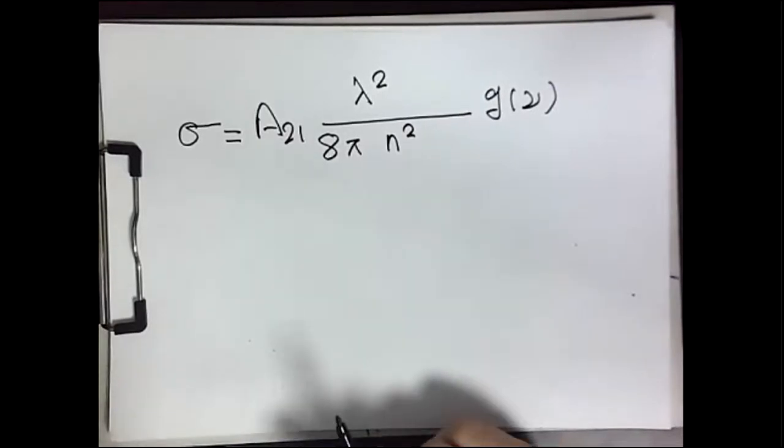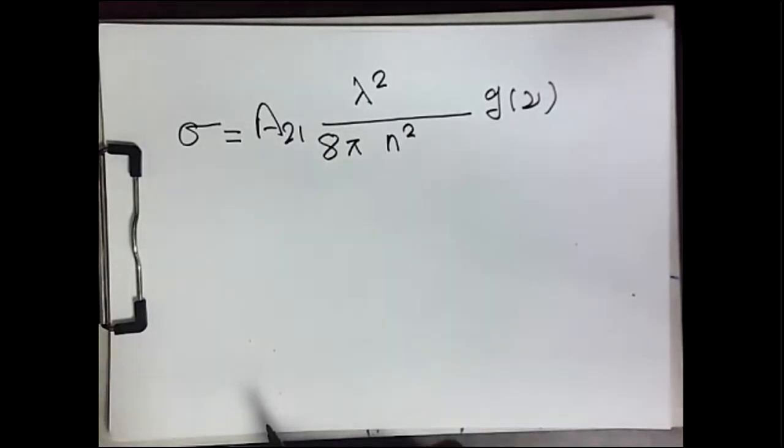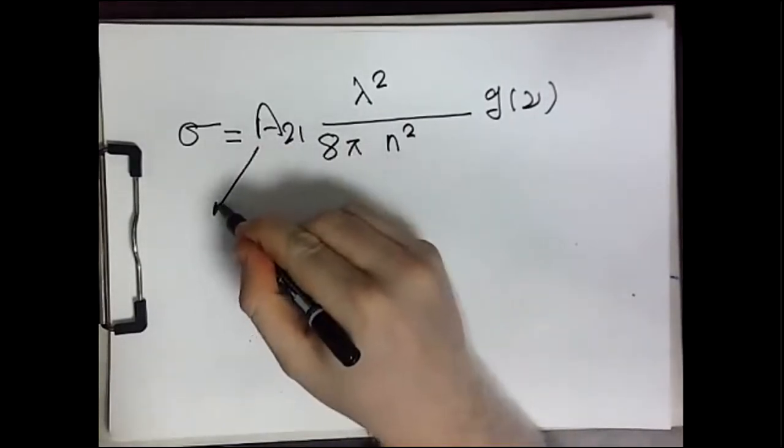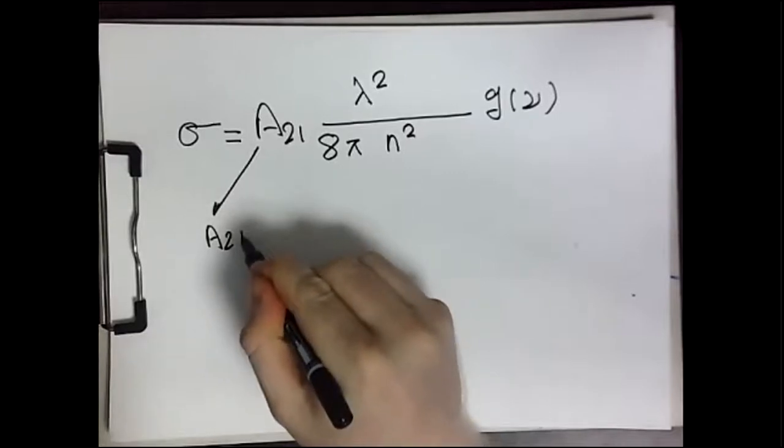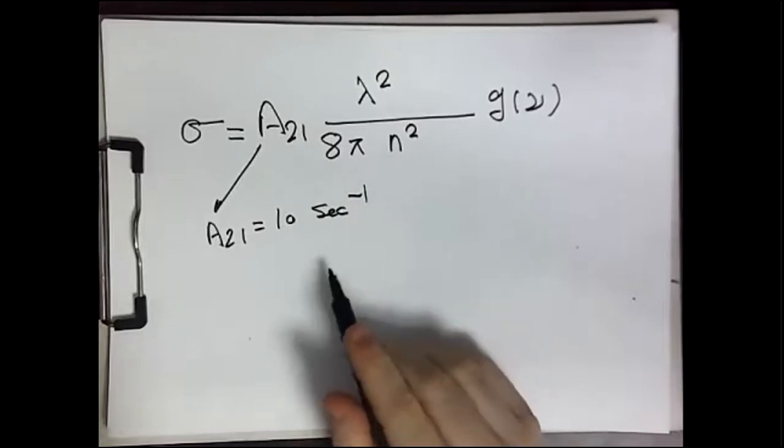I think this is right. Okay, perfect. Now let's search about these givens. A21 is already given. A21 equals 10 seconds per minus 1. If you remember, we say that this A21 is a rate.